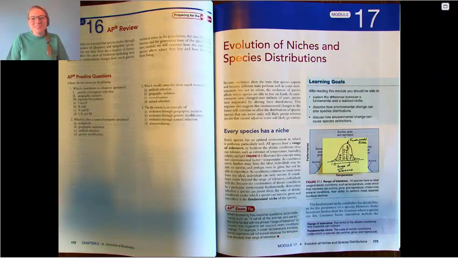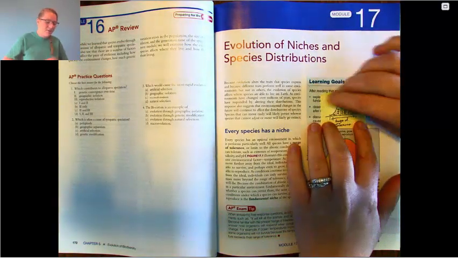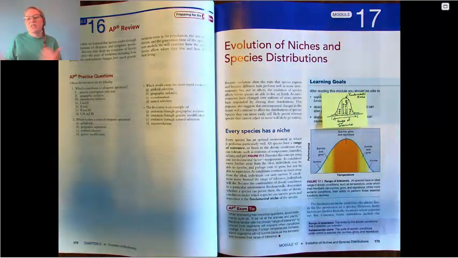Welcome to Module 17 of AP Environmental Science. This is a pretty uplifting one. We talk a lot about mass extinction, but we're also talking about where species can live and why they live there. So we're going to start with this little diagram here talking about the range of tolerance.